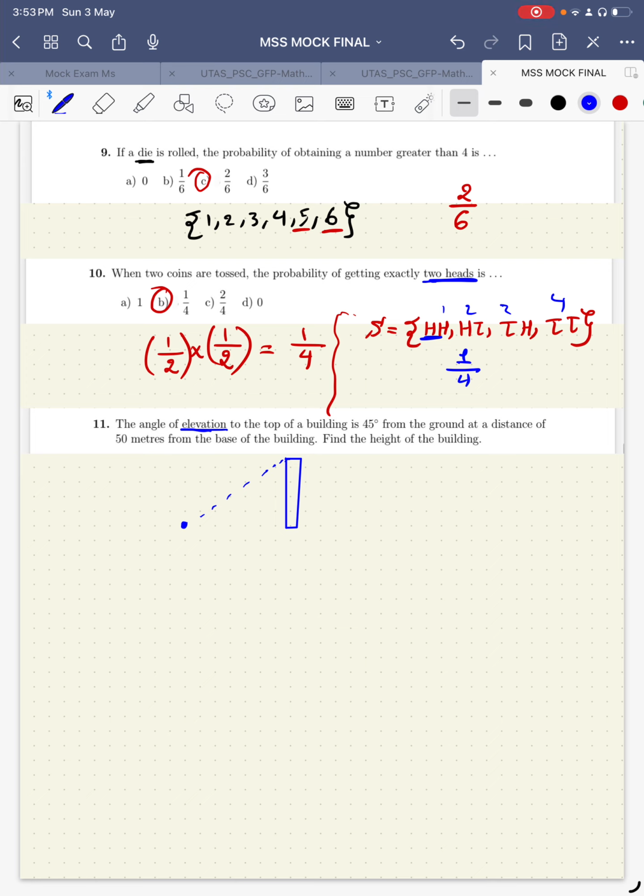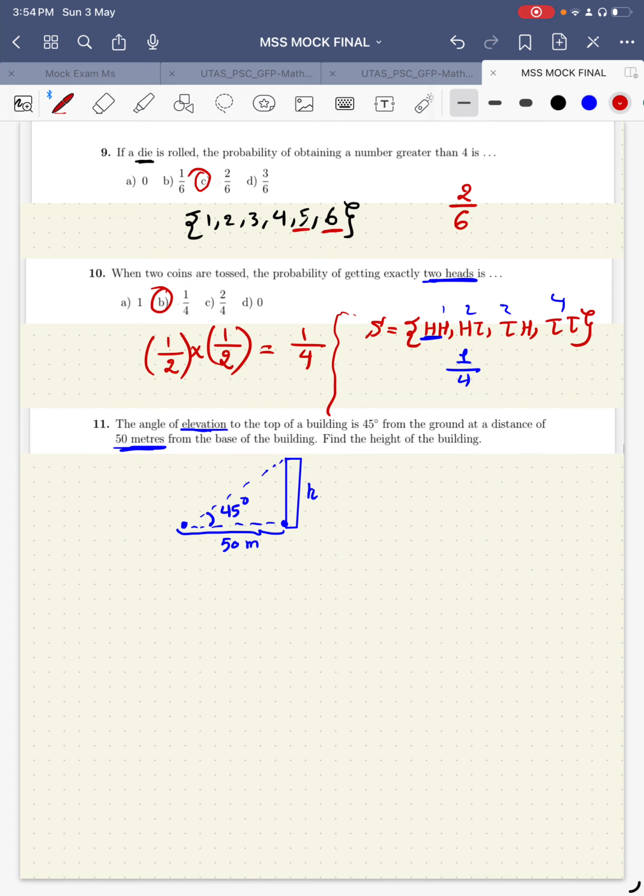And the angle of elevation is found to be 45. So that's going to be my angle of elevation, 45 degrees. Let's continue the question: from the ground at a distance of 50 meters from the base. So here's the person and here's the base of the building. This distance is given to be 50 meters. What they want me to find is the height of the building, h here.